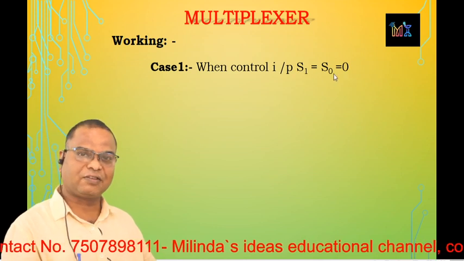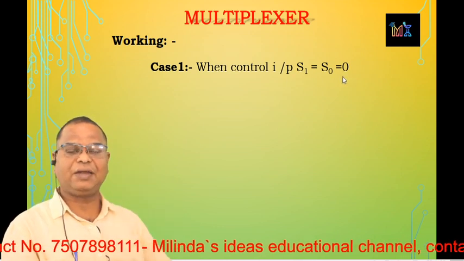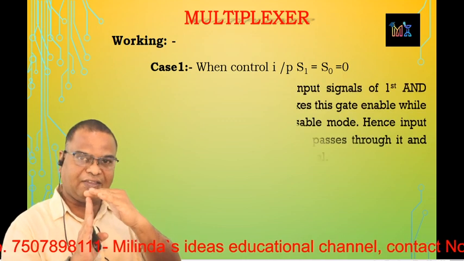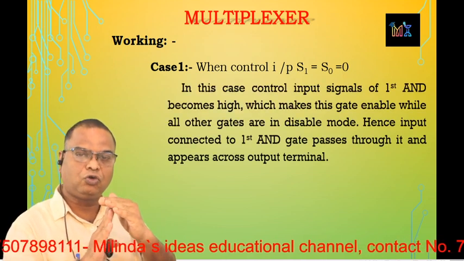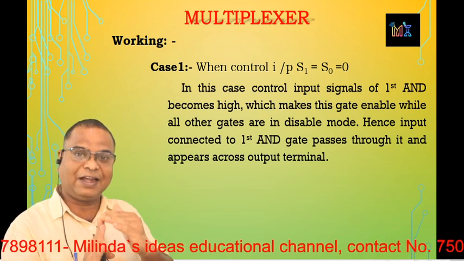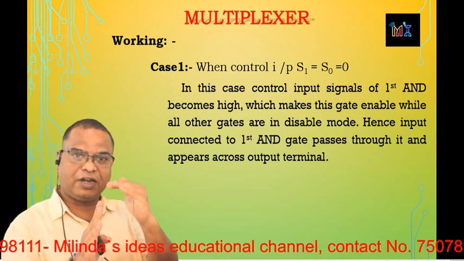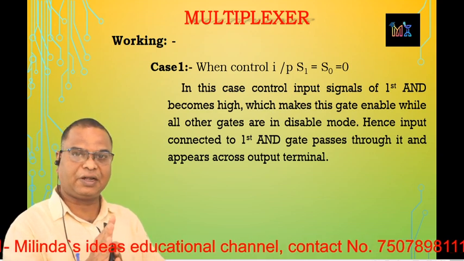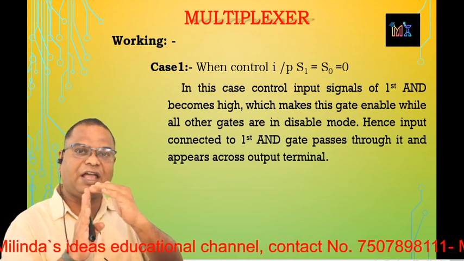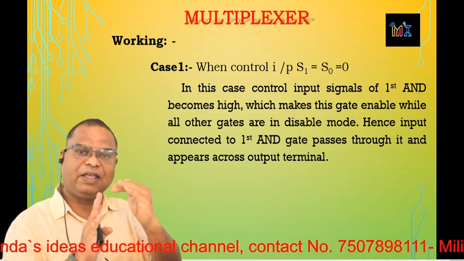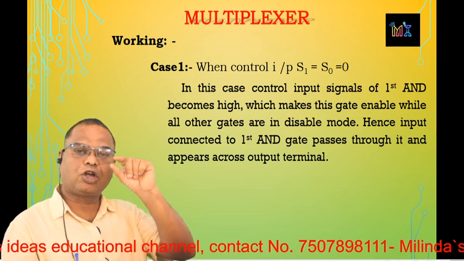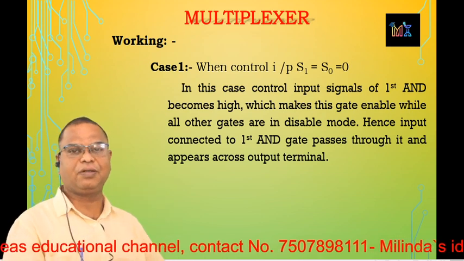In this case, the first AND gate becomes enabled. Why does it become enabled? Because as S1 and S0 are 0, the select inputs or control inputs connected to the AND gate are the complements of these inputs. The inputs for the first AND gate are I0, S1 complement, S0 complement. The complement of 0 0 is 1, so the control inputs of the first AND gate become high.